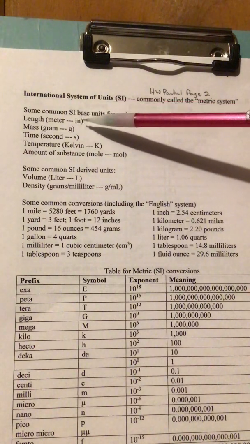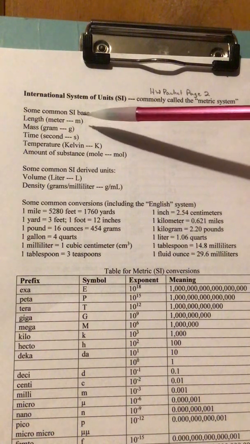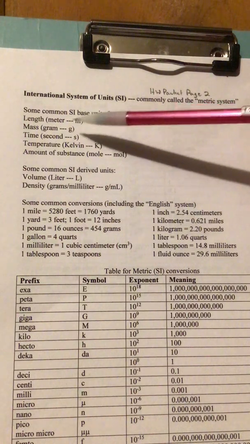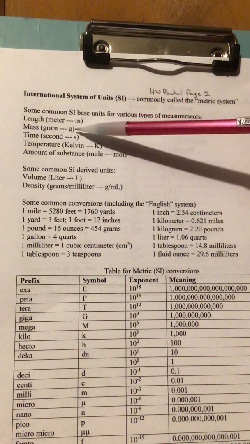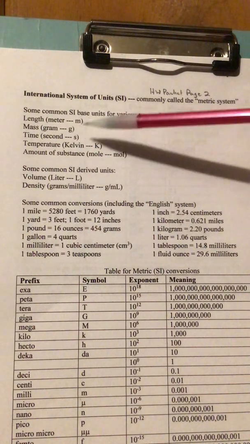Probably the height of a preschooler, a little bit over 3 feet, or 2 meters would be typical social distancing of 6 feet. Let's see, mass in grams. A gram is a really small amount. There are 454 grams in a pound. A pinch of salt would be a gram.